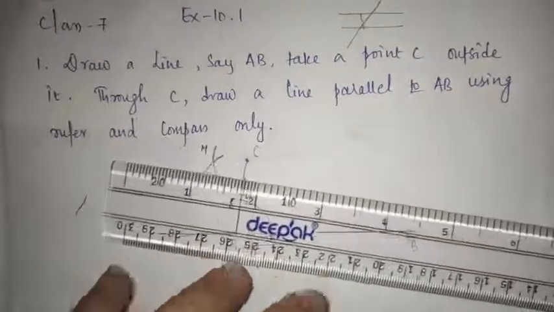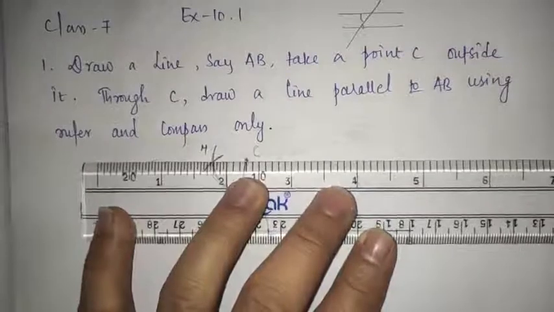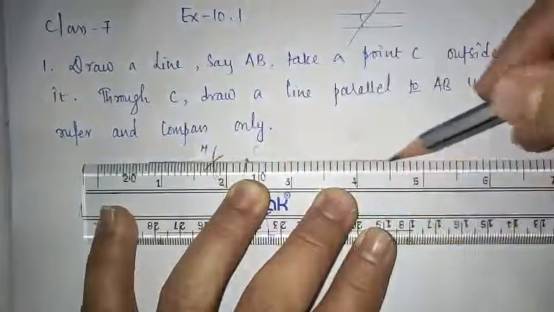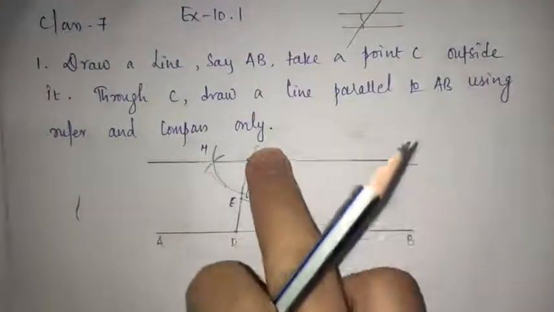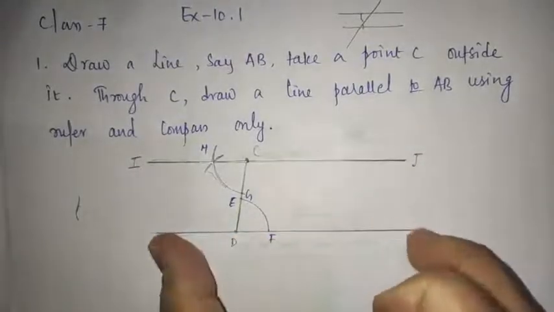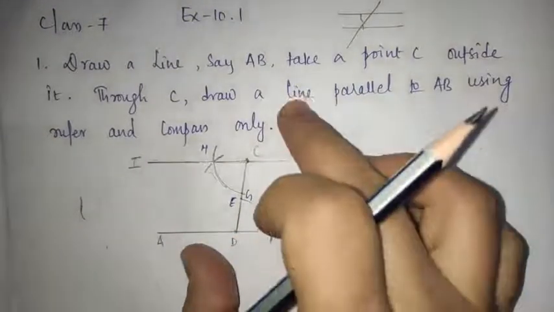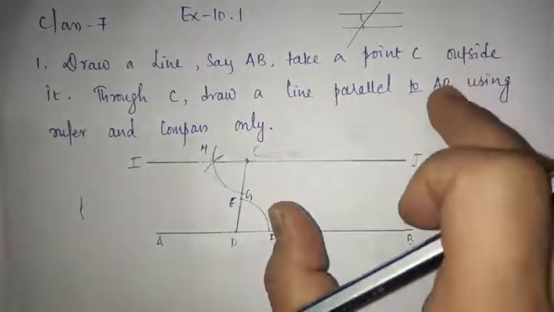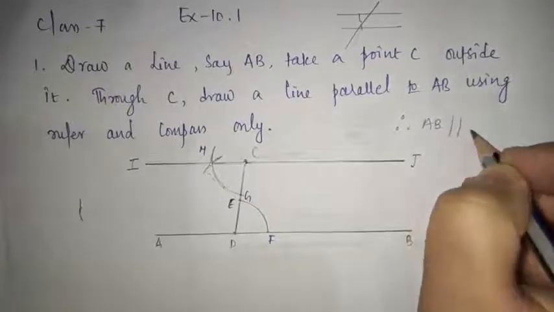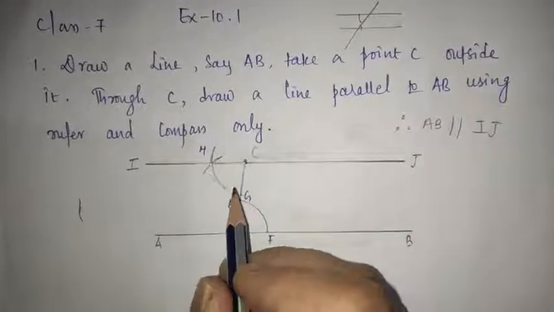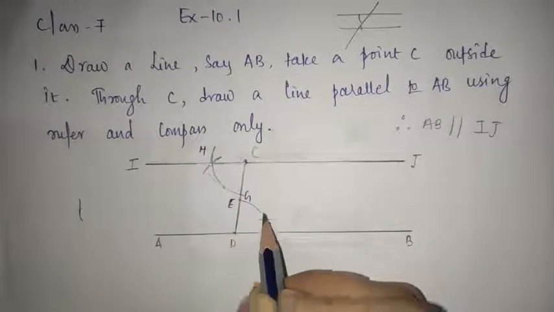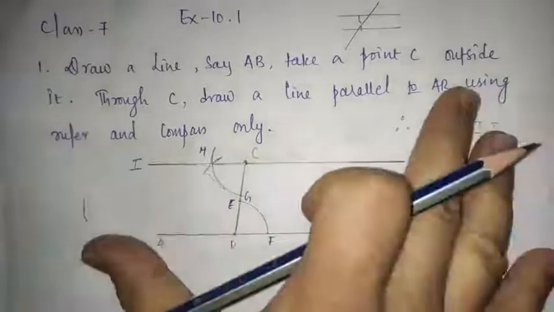So let's do it. So here you see, this is a parallel line. The parallel line here I'll consider as IJ. So AB was one line and the question was asked to draw a parallel line of AB, which is here IJ. So you may write therefore AB is parallel to IJ using the basic concept of alternate interior angle. So alternate interior angle looks like this, right? So this is your parallel line.